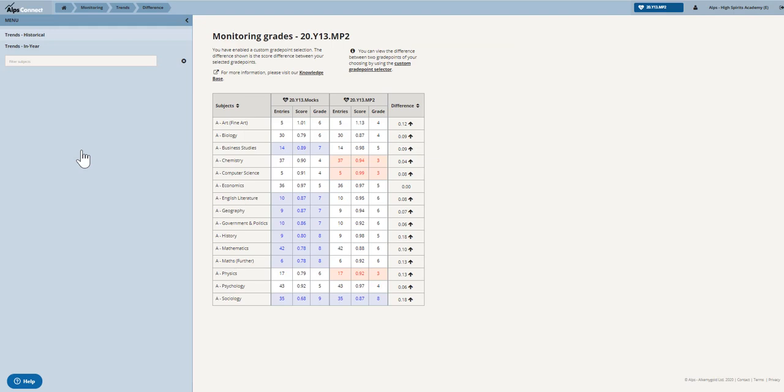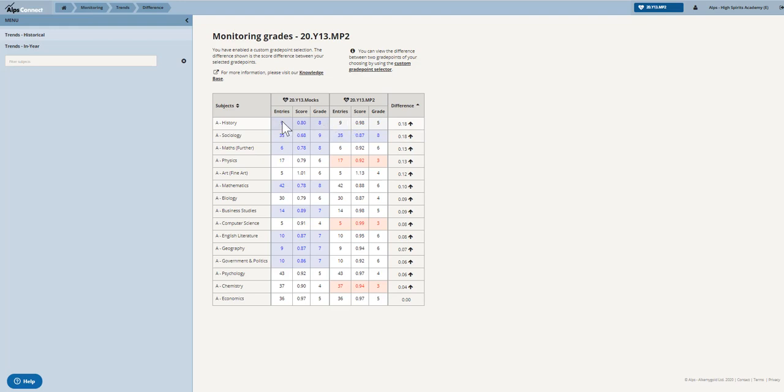Now you will notice here that I'm in trends historical, and what that means is it's going to give me the difference between any two grade points, and you'll notice that it's actually telling me what those differences are too. Okay, so I am looking for where my difference between the two grade points might be concerning, shall we say. So what I'm going to do is sort by the highest to the lowest difference.